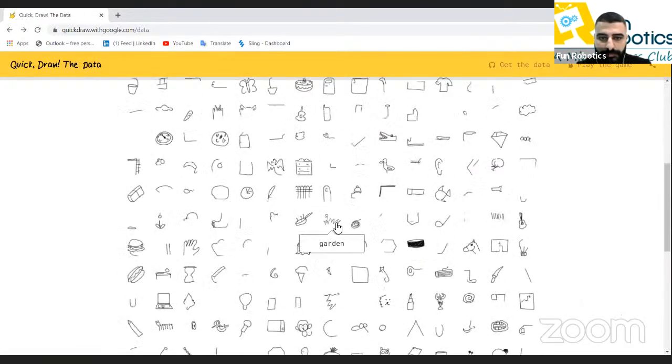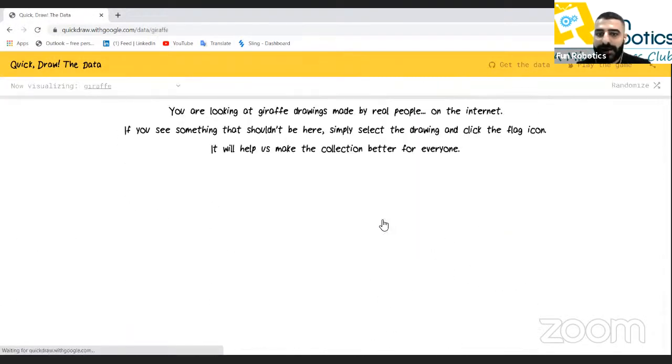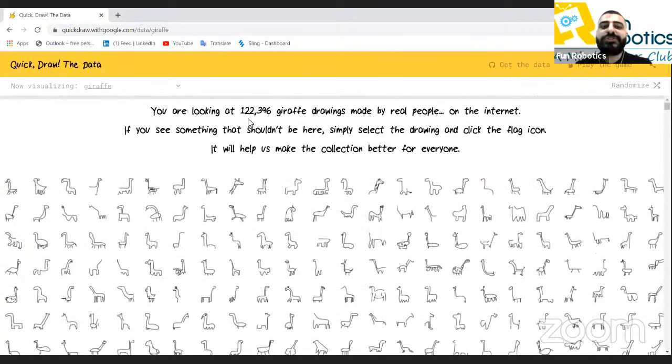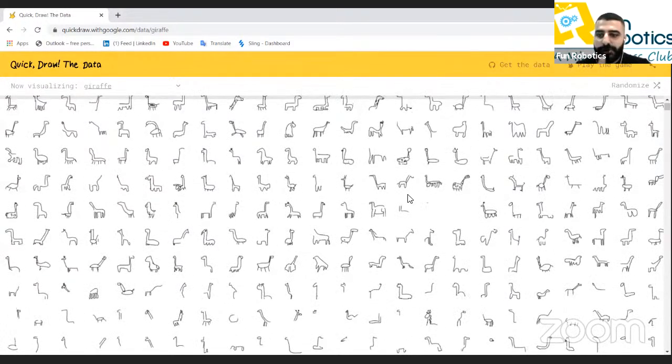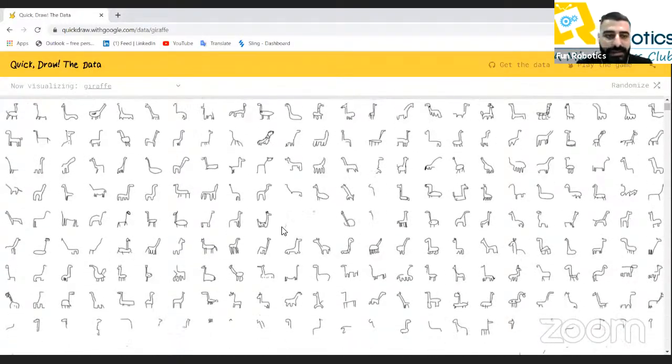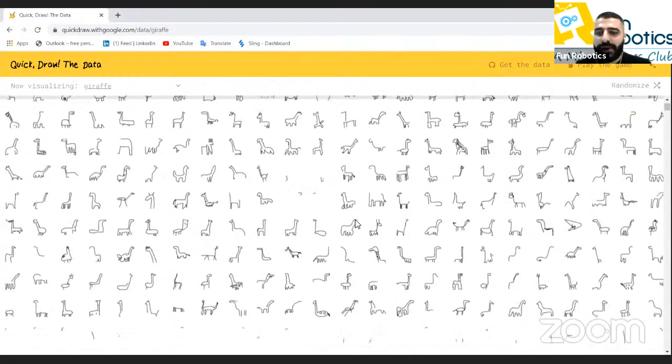For example, giraffe. So you can see there is 122,396 giraffe drawings made by real people on the internet. If you see, of course, you yourself can take a look here. If you see anything that doesn't belong here, you can delete it. And you can basically help QuickDraw become smarter.